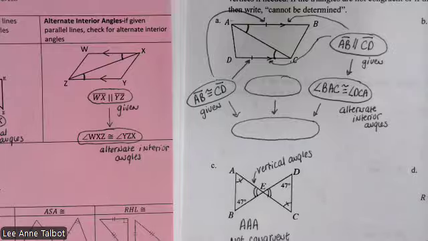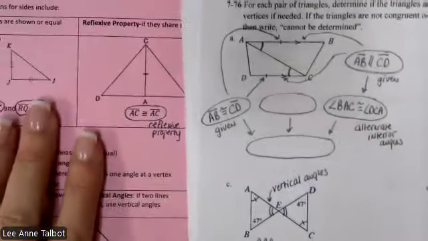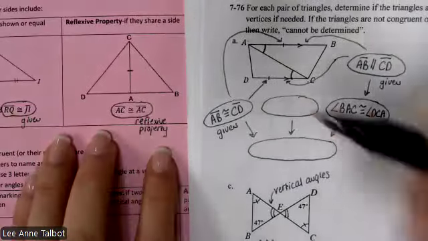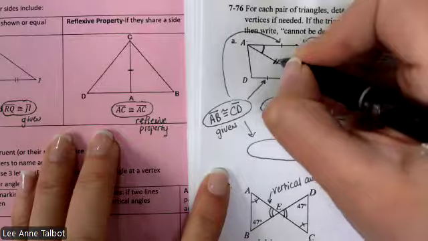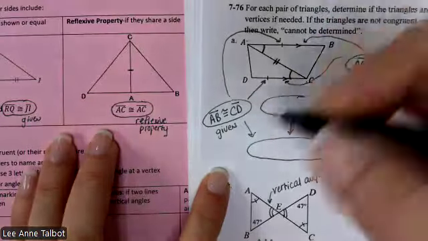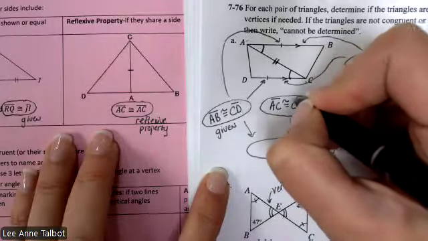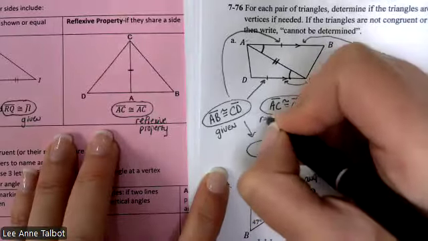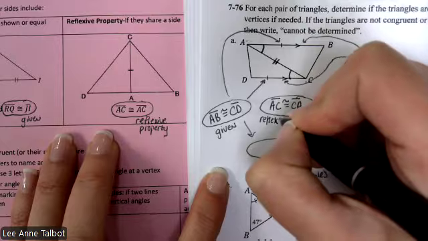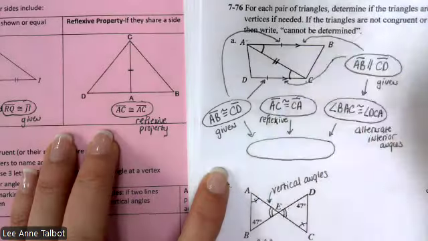Okay, there's one more thing on this picture. Yes. Yes, beautiful. Okay, so I'm going to go up here, my reflexive deal. Make two marks in that because the one's already taken. AC is congruent to CA. By reflexive property.